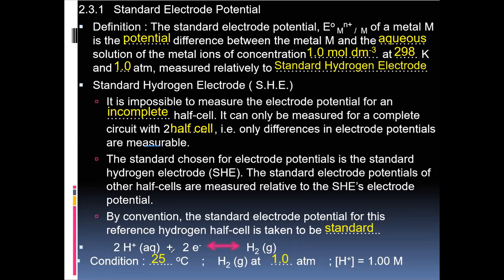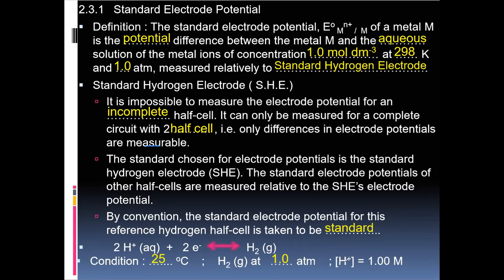So the condition is that it must be at standard temperature, which is 25 degrees Celsius. I told you that before. That is the same thing as 298 Kelvin. And also the hydrogen must be at 1 atm pressure, which we have also stated before.